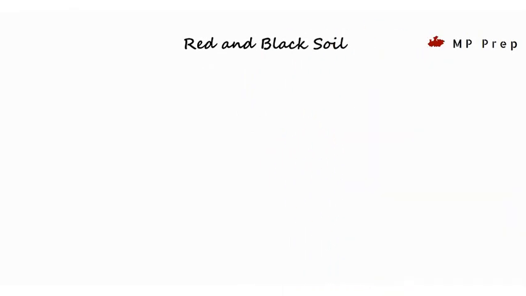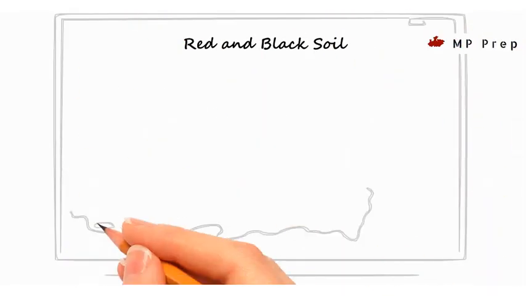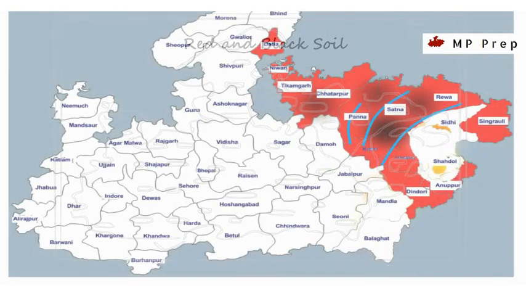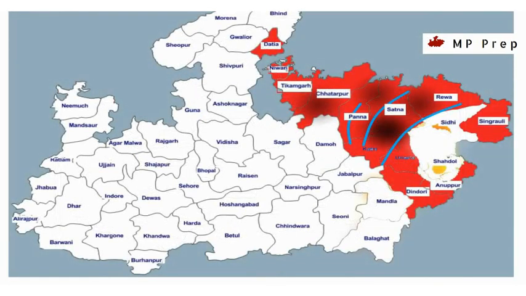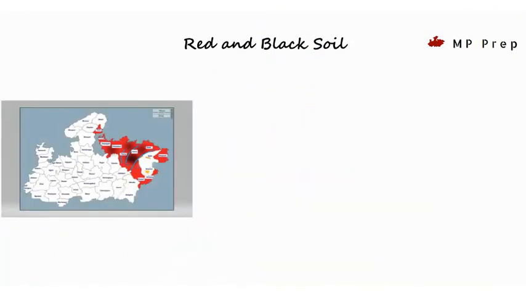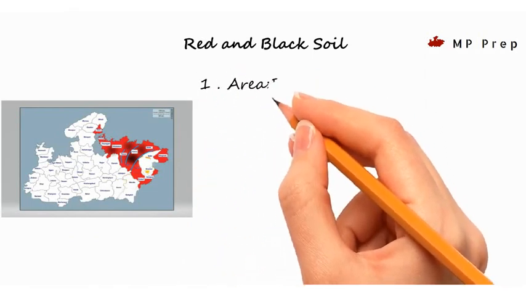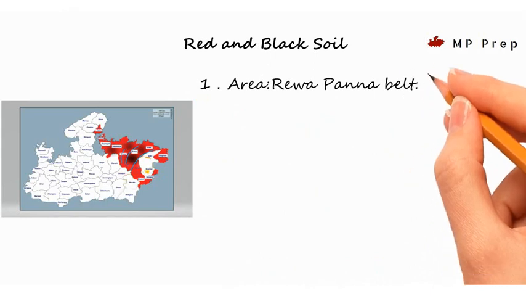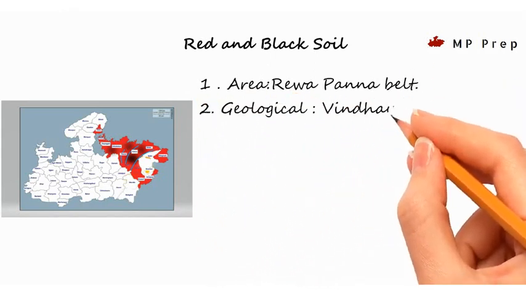Next soil is red and black soil. As you can see on your screens, it is mainly the Riva Panna region. Some districts are Tikamgarh, Chhatarpur, parts of Datia, Riva, Singrauli, Dindori. Let us look at the features of red and black soil. First of all, the regions, as we have already covered. Second thing, its geological structure.